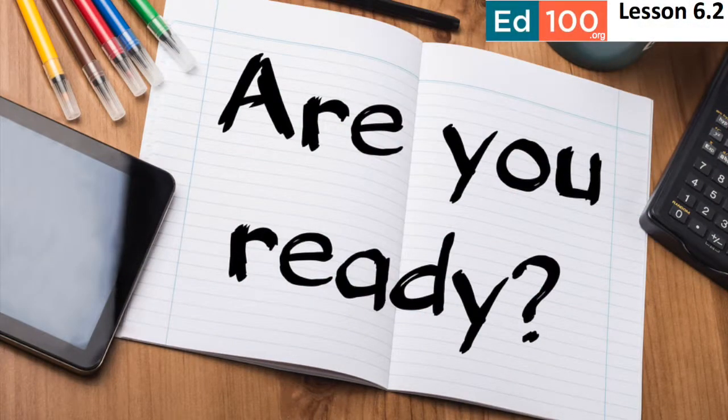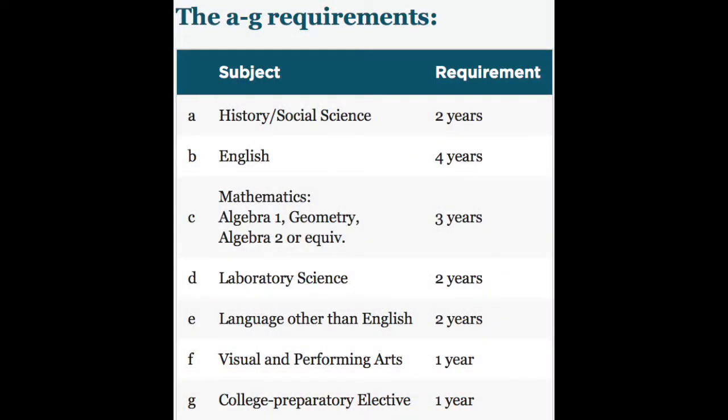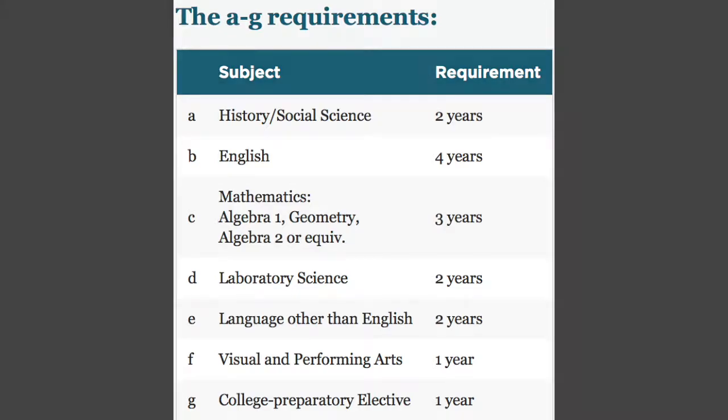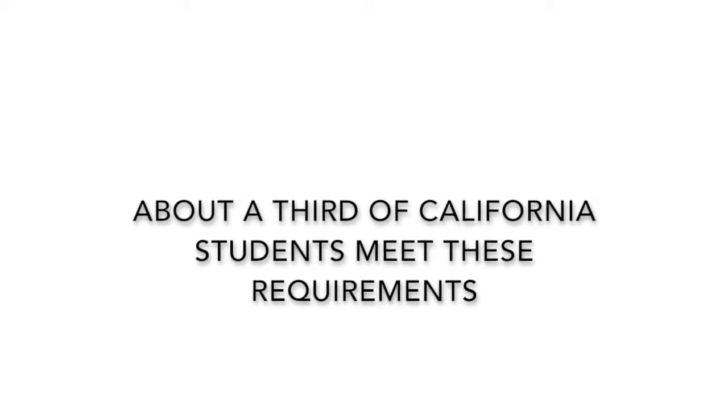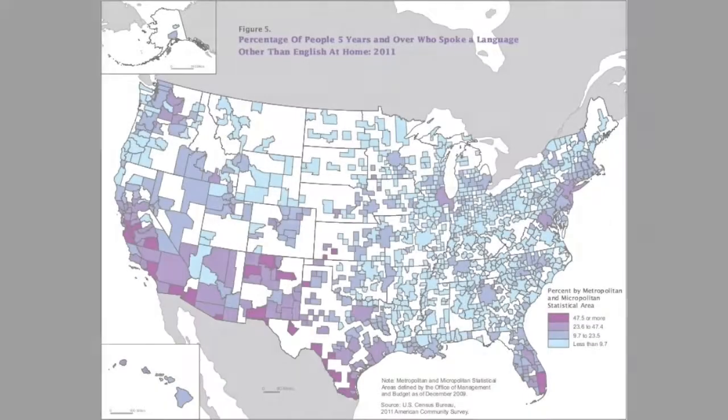Our public education system exists in large part to provide every young person the opportunity for success in college and career. In California, being college-ready has a specific meaning. For admission to the University of California or the California State University College System, students must pass a set of 15 courses with a grade of C or better. These are known as the A through G requirements. About a third of California's students meet these requirements.